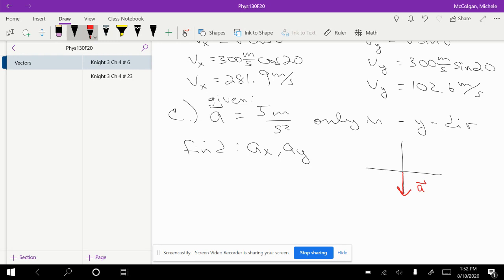So notice that A does not have an x component, it only has a y component. There's no part of A that's pointing towards negative x or positive x. So I know then that Ax is equal to 0, and all of my A is in the y direction. So this one's the easy one. Ay is just equal to negative 5 meters per second squared.